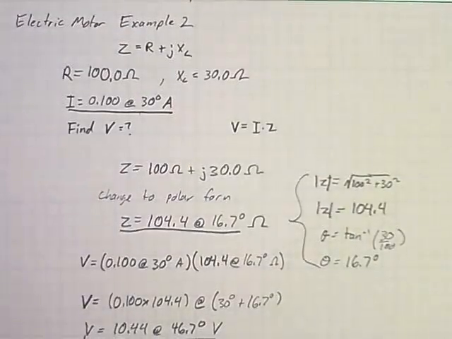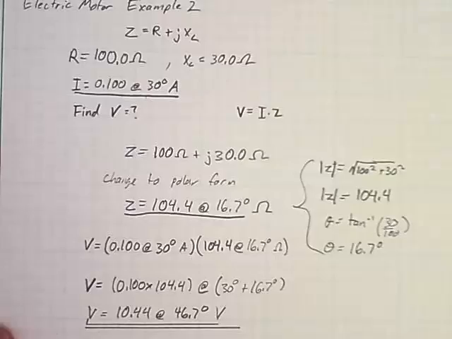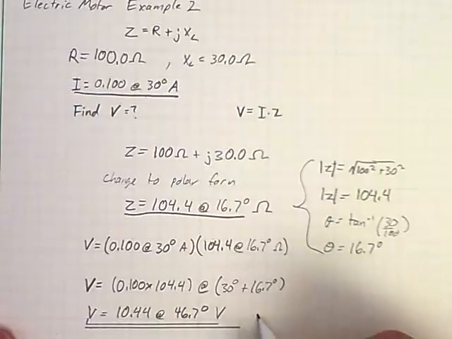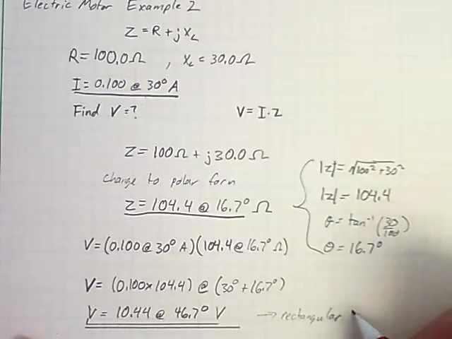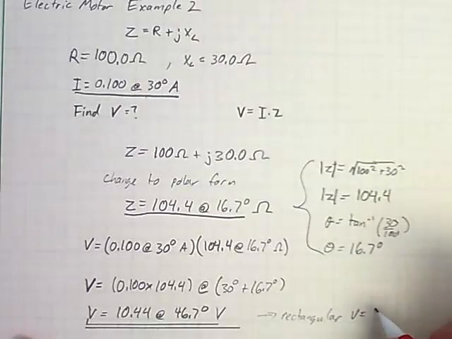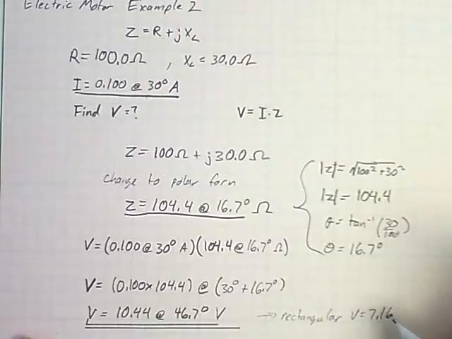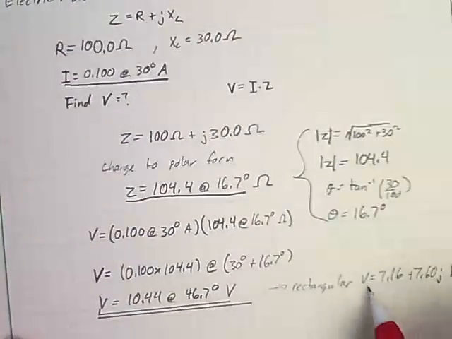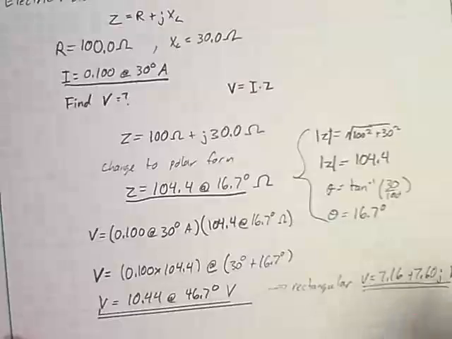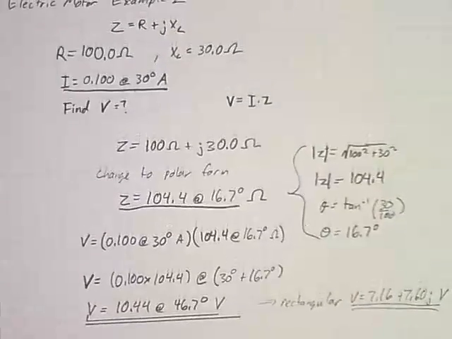It doesn't ask us to, but we could also deconstruct that and put it back to rectangular form. I'm not going to show that equation. If you go back to rectangular, you should get that V is 7.16 plus 7.60 in the j direction volts. But if you want to try to do that, I'll leave that for you to do on your own.